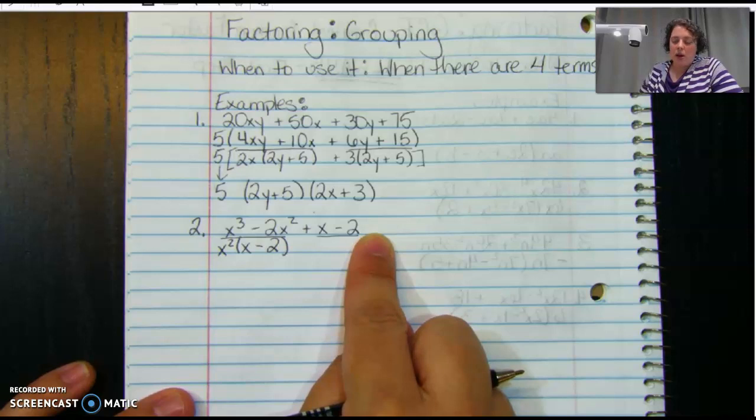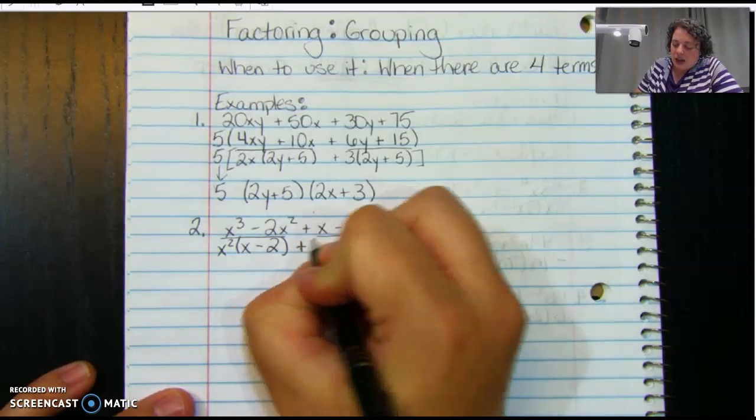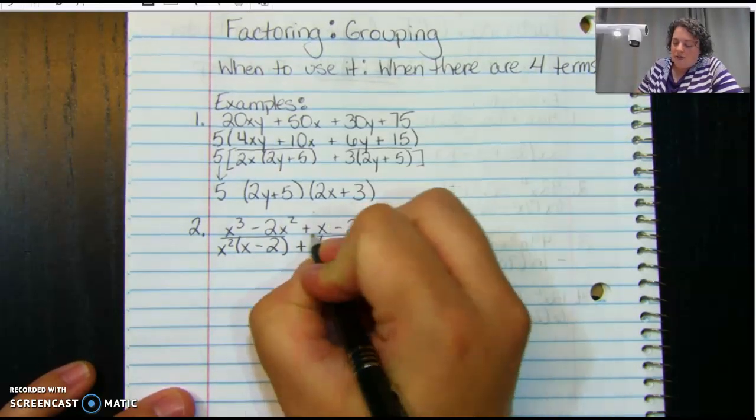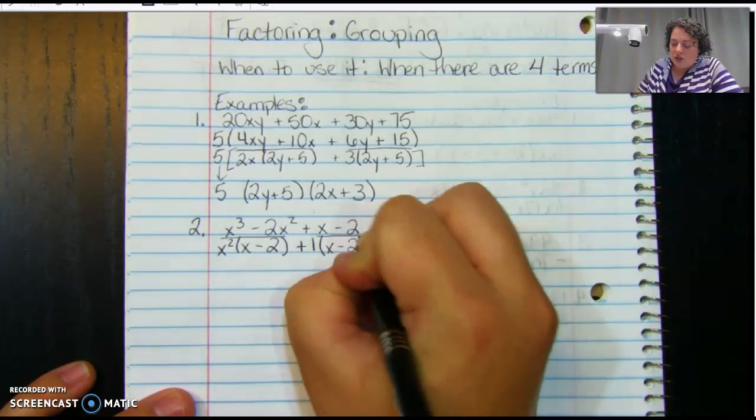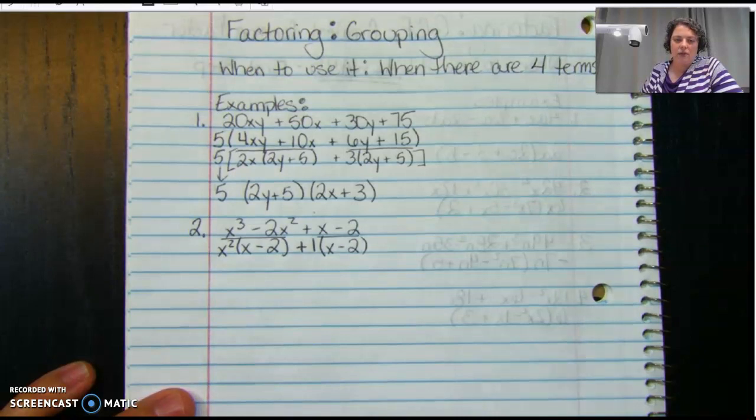Everything is divisible by 1, so I can just say that I'm going to have plus 1, and I'm dividing by 1, so whenever you divide by 1, you know that it doesn't change. So this is what it looks like. Okay, take a minute and process that.